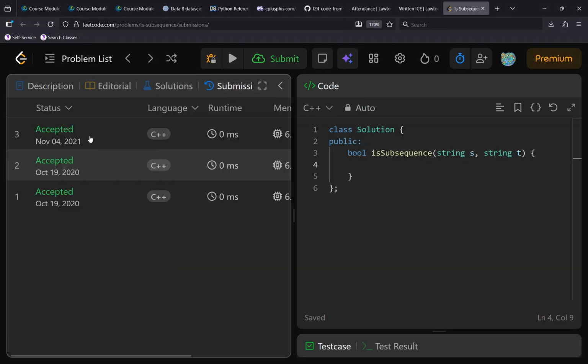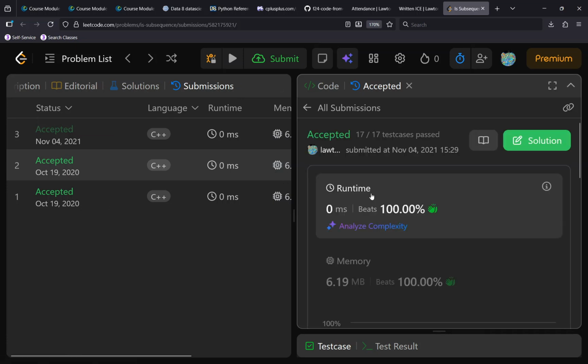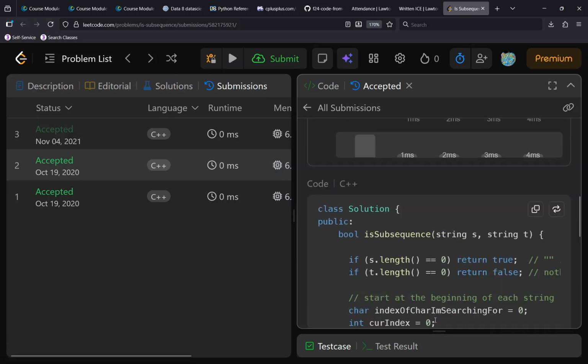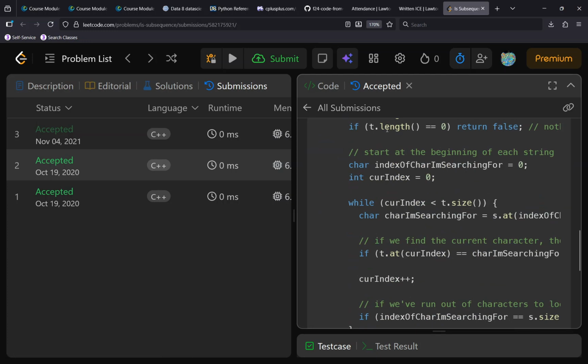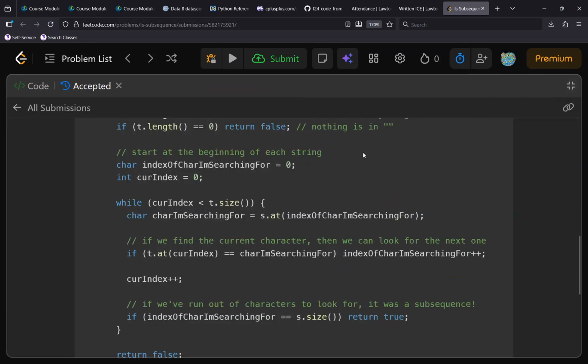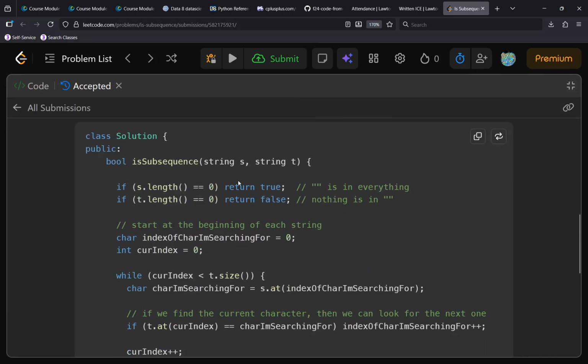Let's see. Submissions. Here's my solution. Can I see that in a bigger way? There we go. Empty string. Special cases, of course. The empty string is in everything. Nothing else is in the empty string.